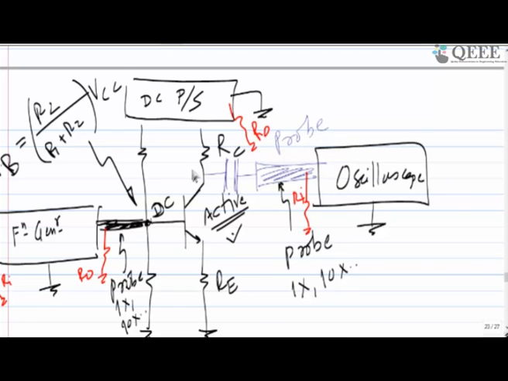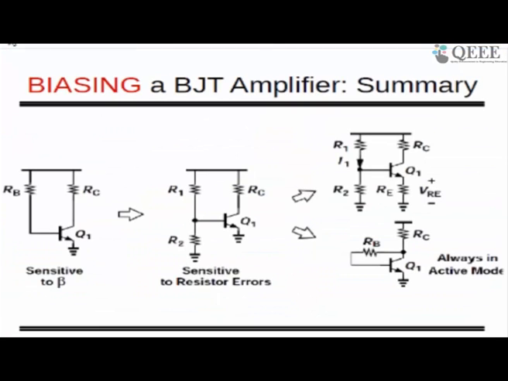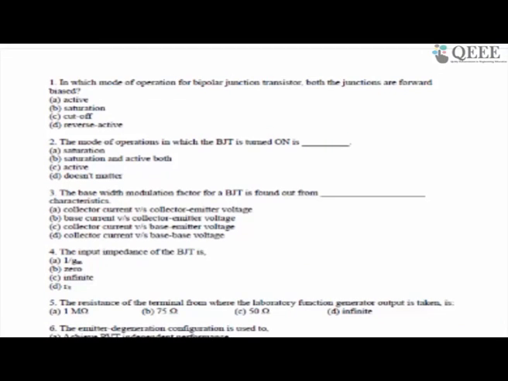This one will also not load your amplifier. So this is what you have to do, and you have to put a coupling capacitor accordingly. So this is for today's lecture, and maybe we spent enough time. We have 10 minutes more, so in that 10 minutes, I can discuss these questions.